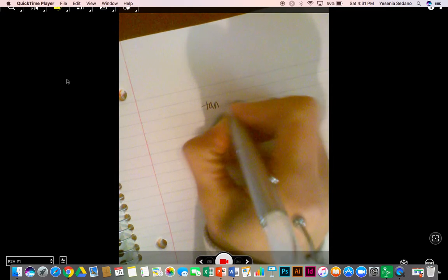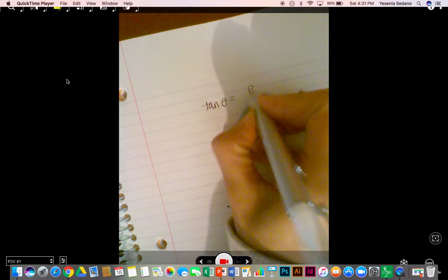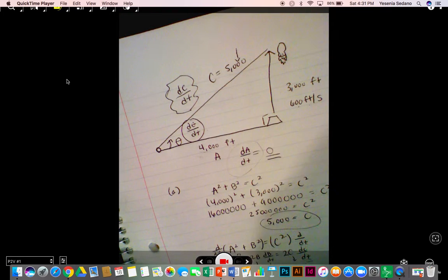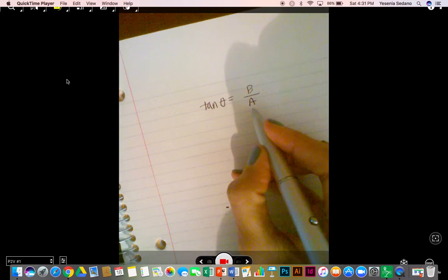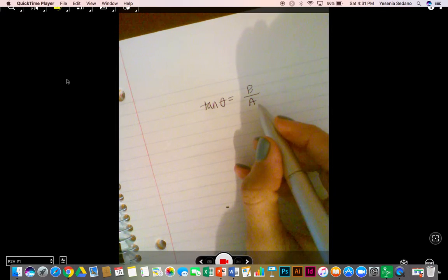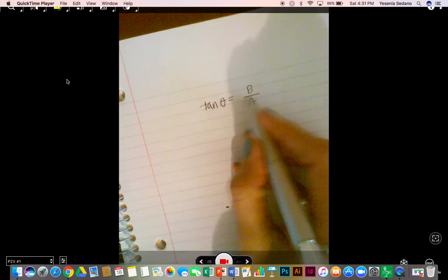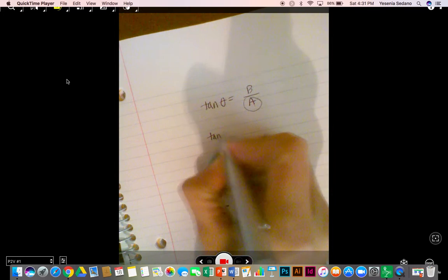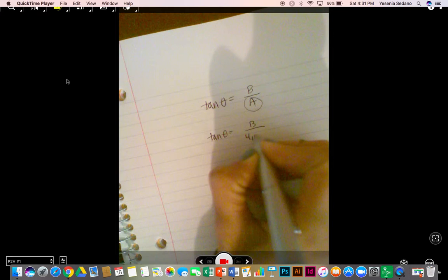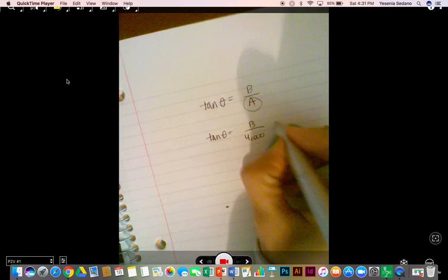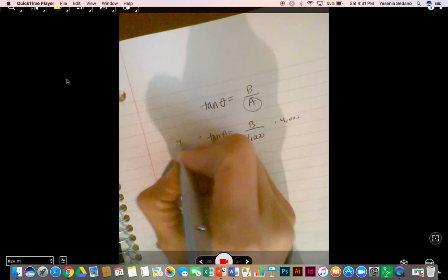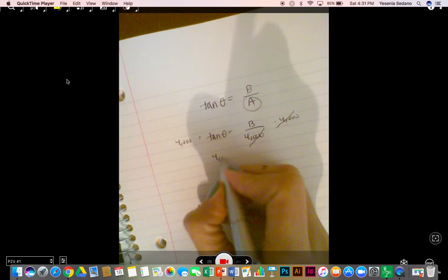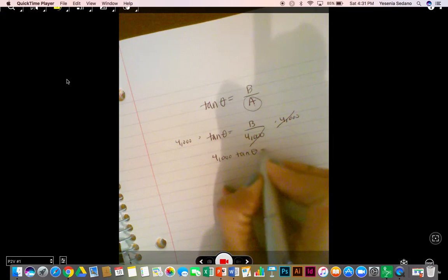So I know that tangent of theta is equal to b over a according to the triangle, so opposite over adjacent. Actually, let's substitute a already, because a is constant. So tangent of theta is b over 4,000 feet. Now let's move the 4,000 feet over, multiply both sides, just because it'll make our math work easier. Now we got 4,000 tangent of theta is equal to b.